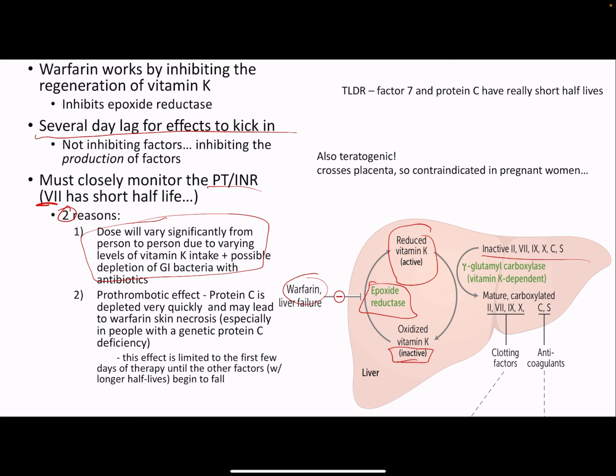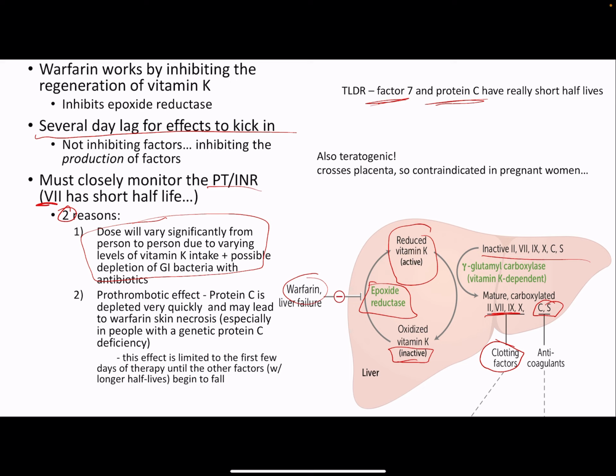Probably more importantly, some people are just, as we've seen, have a genetic protein C deficiency. And now vitamin K also, yes, it does a lot of the clotting factors. It activates them. It also activates the clotting inhibitors, protein C and protein S. And yes, factor 7 is a short half-life, but so does protein C. So what does this mean? This means if you give warfarin, warfarin will stop the production of protein C.